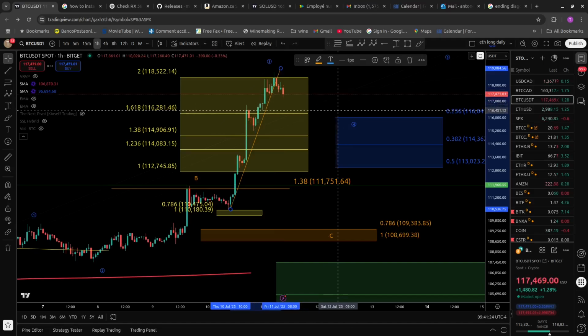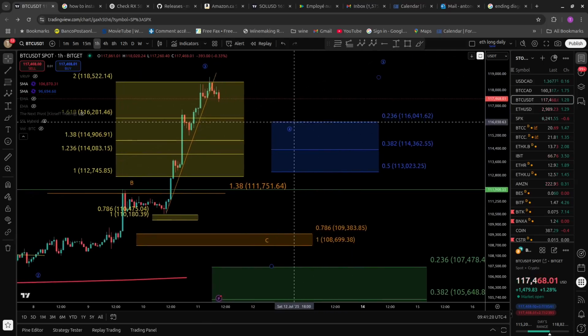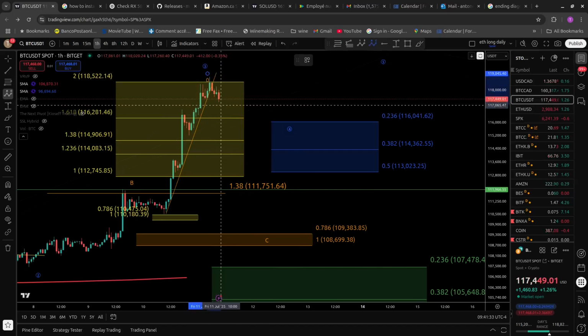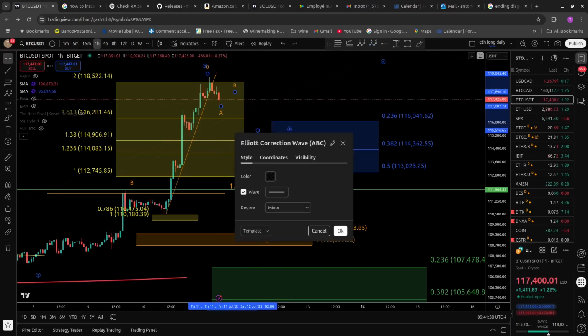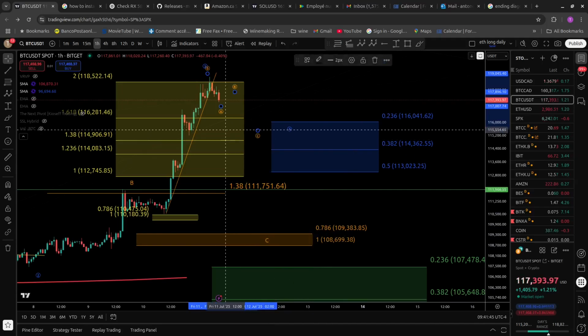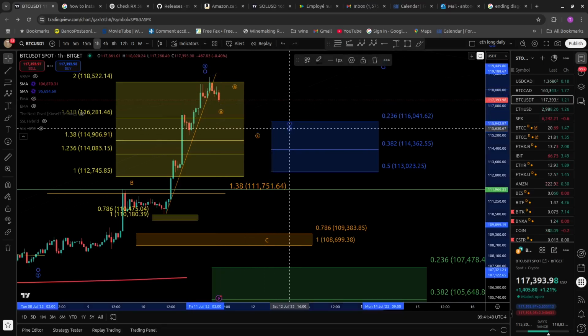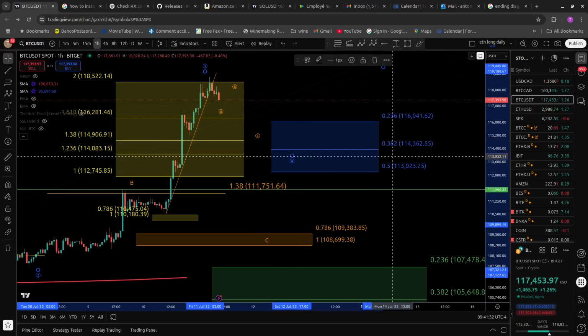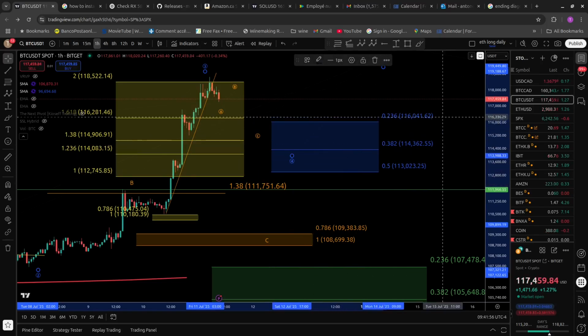So what's the minimum target for a fourth wave? Well, 0.236 is the minimum requirement. Once again, we should have an ABC. So an A, a B, and a C. Let me reduce the count here. Actually, micro should be enough. And yeah, that's pretty much what I'm looking for. So for this fourth wave, it can go up to $113.23. It would be perfectly fine.